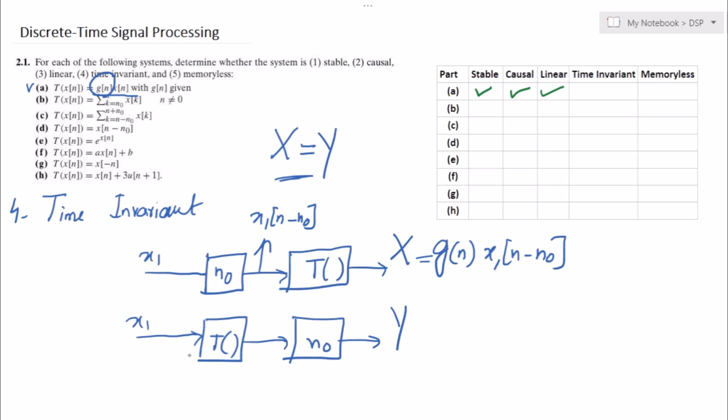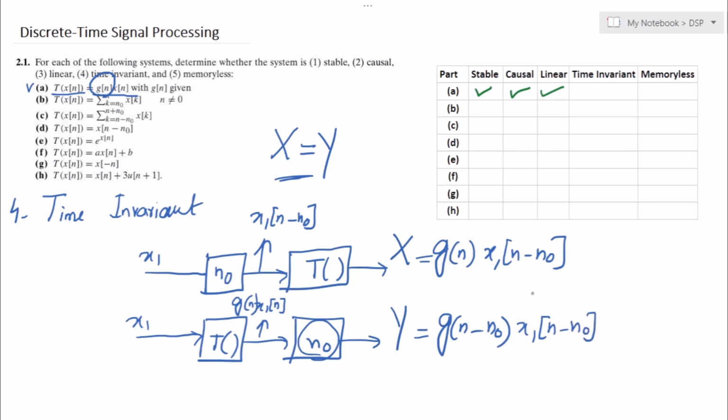Similarly, this second system in which the same input has been applied here. So here we will get what? We can see that here we will get x1 of n and g of n. Okay, so the output of it is here as well, and once the delay is applied here, both of these terms will be delayed simultaneously. So here we will get g of n minus n naught multiplied by x of n minus n naught.